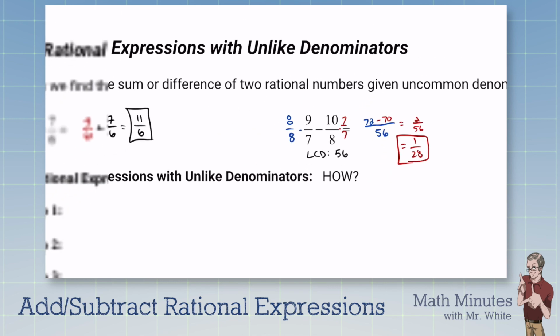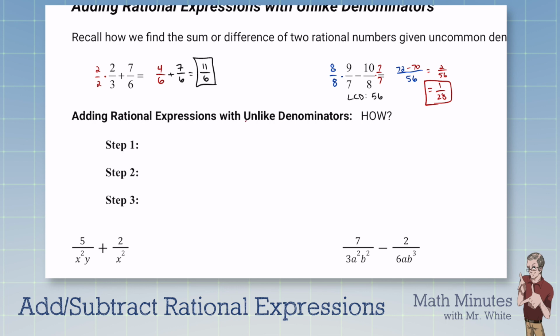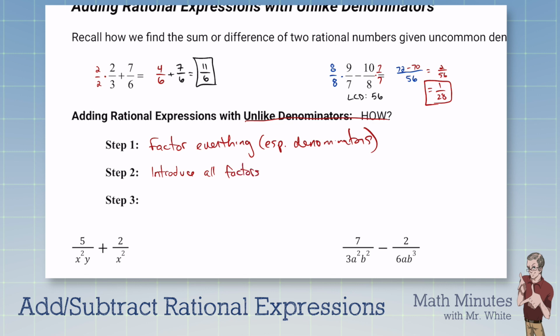Now, how on earth are we going to do this with unlike denominators? So I'm trying to break this down into steps a bit for you. What you want to do is factor everything, especially the denominator. Then you introduce all factors to each fraction so they match. You'll see what I mean here in a second.